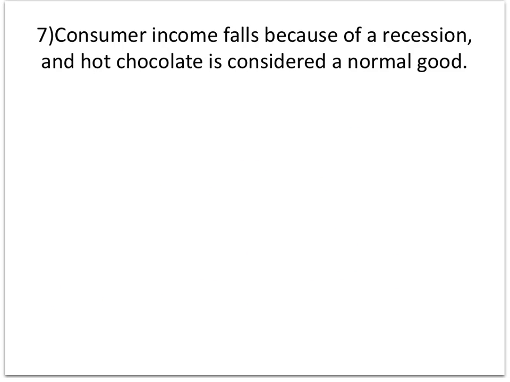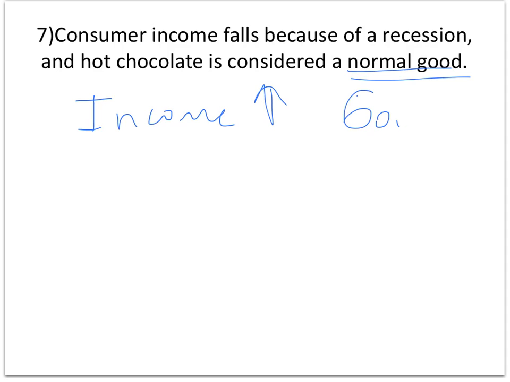7. Consumer income falls because of a recession, and hot chocolate is considered a normal good. If some good is normal, that means when your income is increasing, you buy more of it. And in the reverse case, when your income decreases, you buy less of it. So it's a normal good. When income increases, you buy more. But when income decreases, you buy less of it. In this case, hot chocolate is a normal good, income decreases, demand will decrease for hot chocolate.